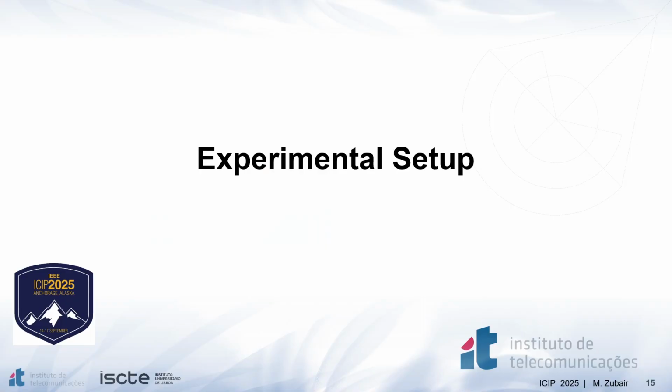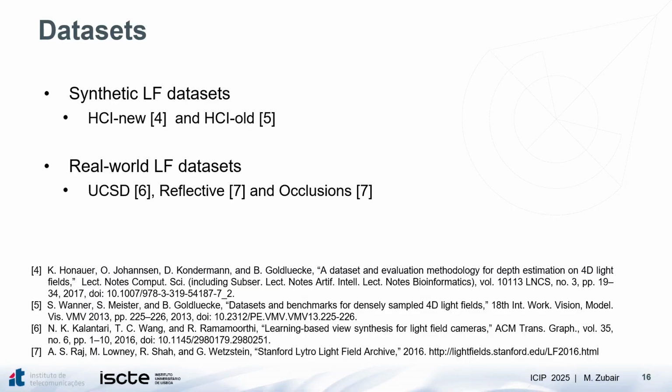Now I move to the experimental setup, where I will discuss the datasets used in our proposed method. We use two types of datasets: synthetic light field datasets and real world light field datasets. For each dataset, we train an individual model. For the synthetic light field dataset, the model was trained on 20 HCI scenes. For the real world light field dataset, the model was trained on 100 scenes of the Stanford Light Field Archive.